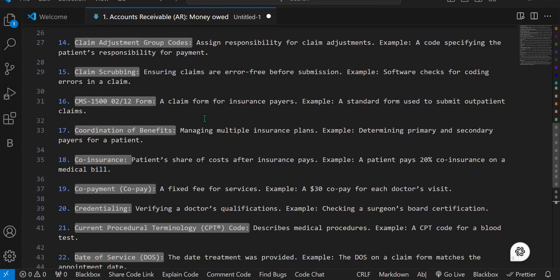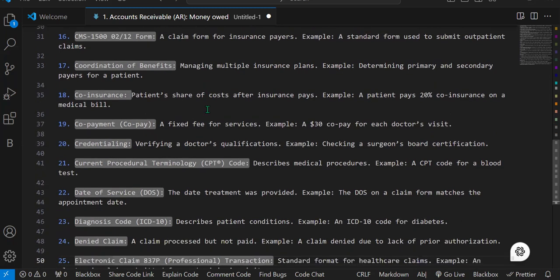Co-payment: a fixed fee for services. Example, $30 co-pay for each doctor's visit. So co-payment means this amount will be paid by the patient only. This payment is the fixed fee for the services. $30 co-pay for the doctor's visit. So the insurance does not pay anything for this co-payment.